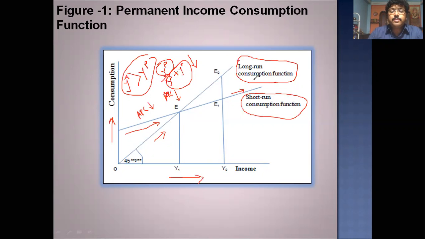So I hope you have a clear idea about the permanent income hypothesis and how the transitory income plays a role in explaining the consumption function. Here is the role of Friedman, who introduced the transitory income to explain the consumption function. Depending on the transitory income, there is a short-run consumption function, which is similar to Keynes's consumption function, and there is a long-run consumption function. In the long-run consumption function, APC will not decline as income increases.